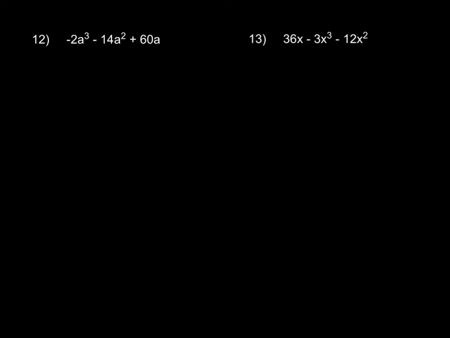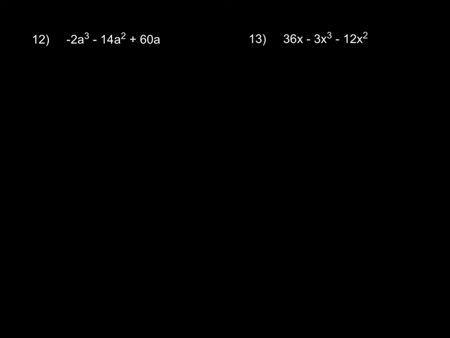Okay, so now you can flip to number 12 in your packet. Now, if you notice, this one looks a little different right off the bat because our leading coefficient is not a positive 1. It's a negative 2. But if you recall, our first step in any factoring problem is to factor out the greatest common factor. So if we look at what all these terms have in common, we could factor out a 2 as well as an a.